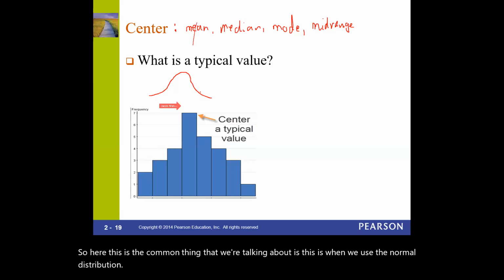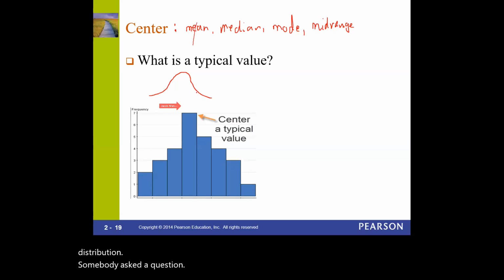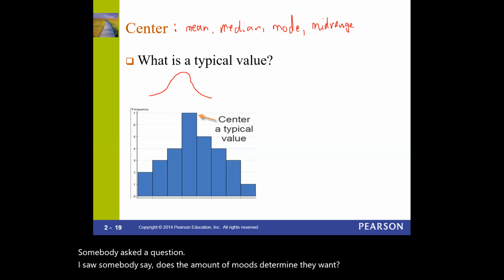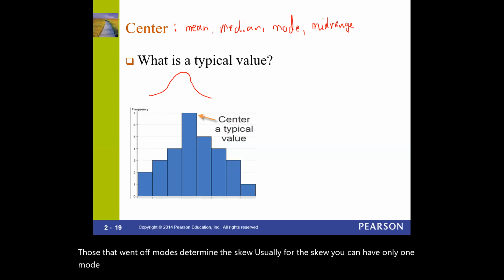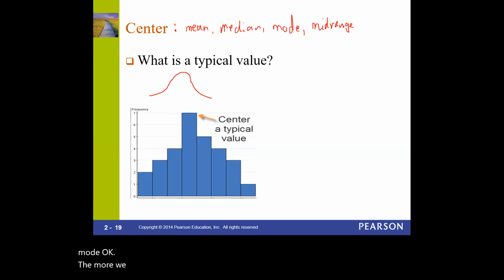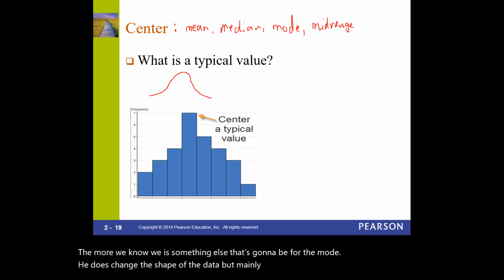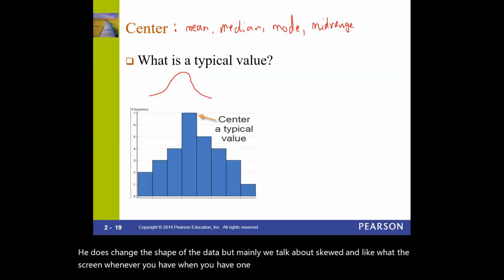Somebody has a question? Somebody says, does the amount of modes determine the skew? Usually, for the skew, you're going to have only one mode. It does change the shape of the data, but mainly we talk about skewed whenever you only have one mode. Just like earlier, skewness is for only one mode.